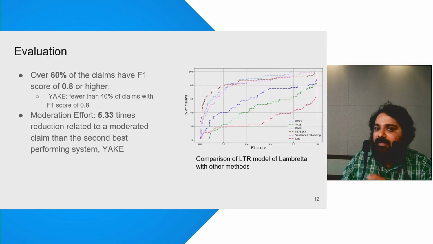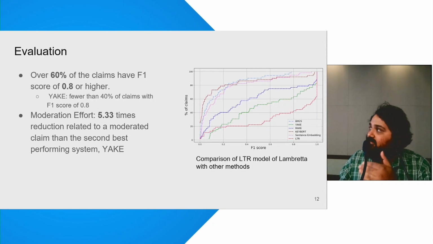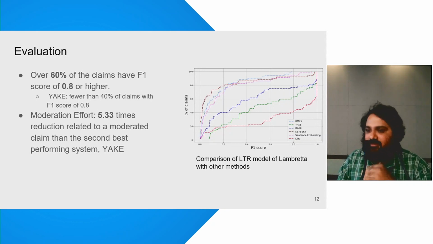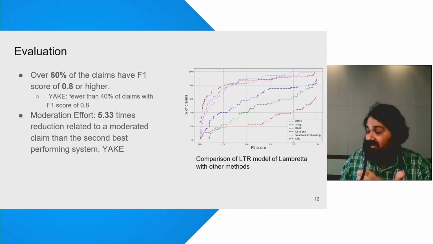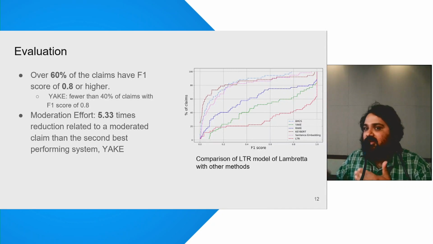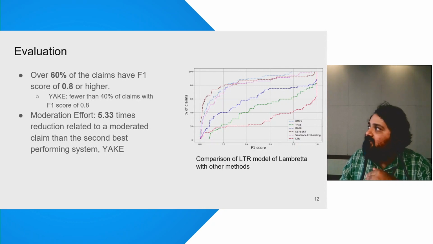So we compared both a semantic similarity-based method as well as a keyword extraction-based method to compare our system. It outperforms all the other methods. And at the same time, one key piece is that because we are envisioning this system to be part of the human moderation pipeline, we would want as few false positives as possible. And our system achieves a high F1 score by reducing the potential moderation load, which is the false positives that the human moderators might have to go through, by close to 5.33 times compared to the other best performing method.